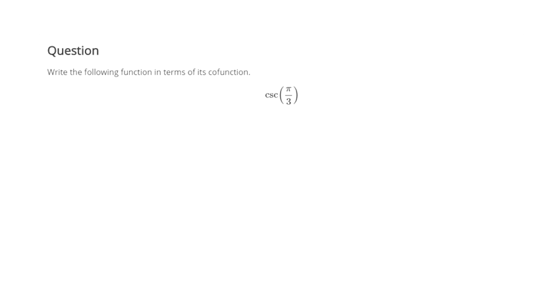A cofunction is a function that gives you the complementary value. So like for cosecant pi over 3, we want to write this in terms of its kind of brother-sister function. Cosecant and secant are related to one another because you can make the graph of cosecant with the graph of secant with a horizontal shift.